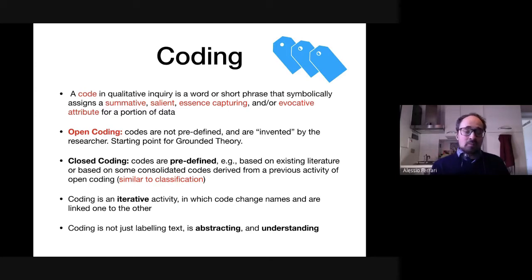We will see examples. There are two distinctions in the approaches to coding. One is open coding and the other is closed coding. In general, grounded theory focuses on open coding.